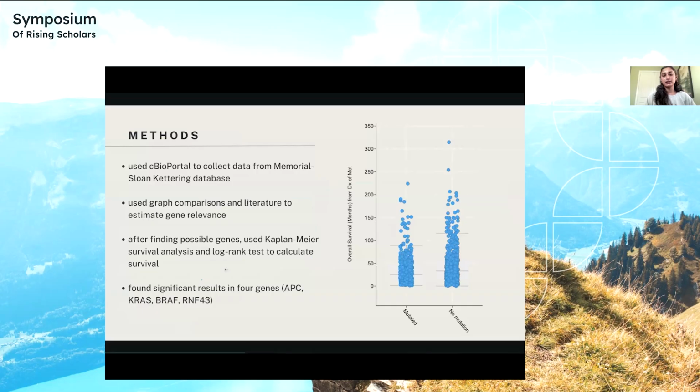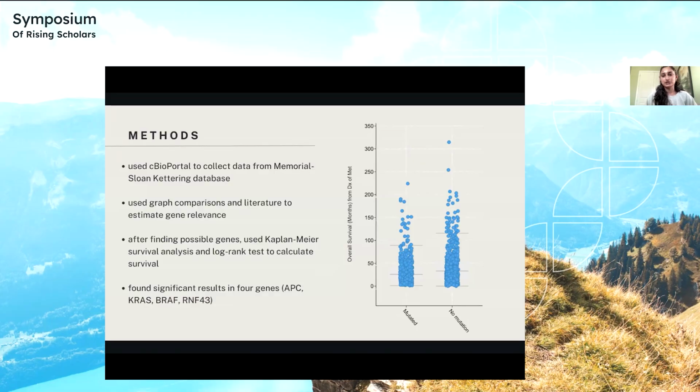So, my project was based off of statistical analysis. I used existing data from a lot of other cancer databases to collect data on different genes and try to estimate gene relevance using Kaplan-Meier curves and log-rank tests. So I used cBioPortal and I collected data from the Memorial Sloan Kettering database. And I used graph comparisons and literature to estimate which genes I could possibly find relevant.